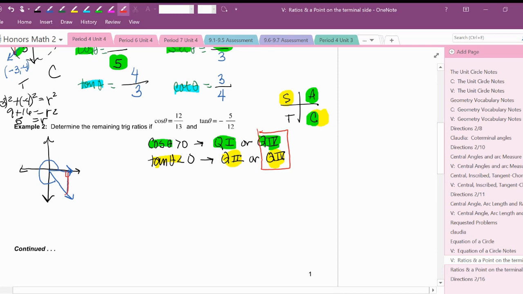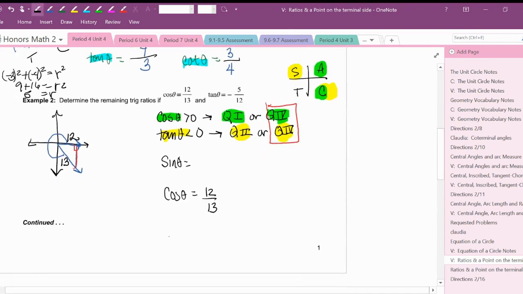Now, using the ratios, let's just write them out. So we need sine. We already have the cosine ratio, which is 12 over 13. So this is adjacent over hypotenuse. So here's 12 and here's 13. And then we have our tangent ratio of negative 5 over 12. So the side opposite is our negative 5. And here's our reference angle.